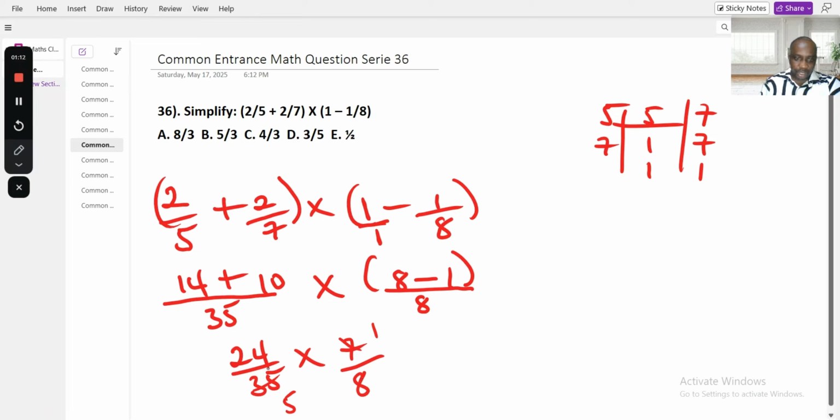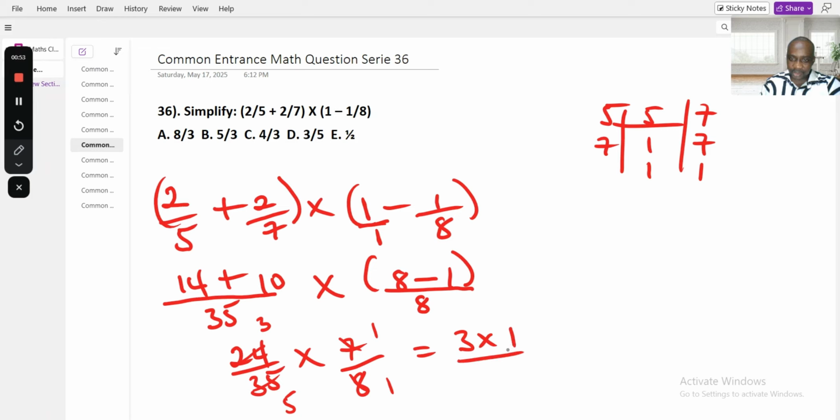How many 8 can we see in 24? 8 here 1, 8 here 3, 3. Our final answer is 3 times 1. The one that remains here is 3 times 1 over 5 times 1. 5 times 1, 5. Our final answer is 3 over 5.